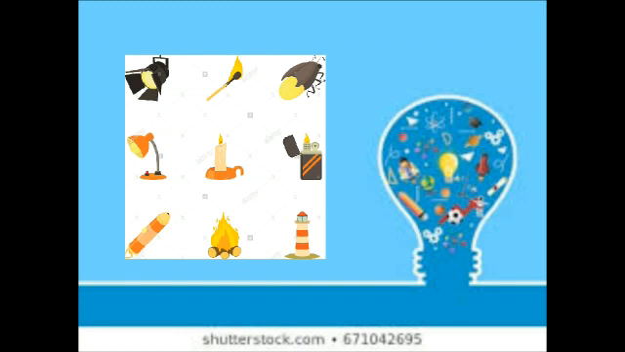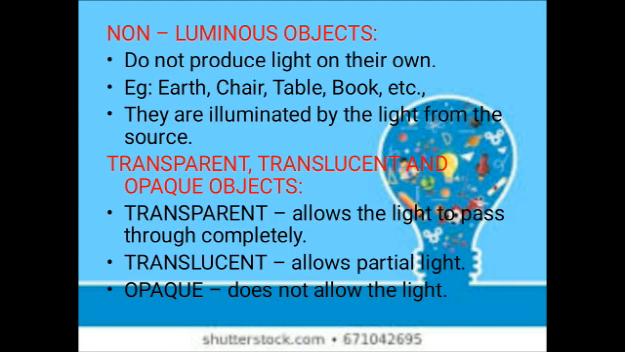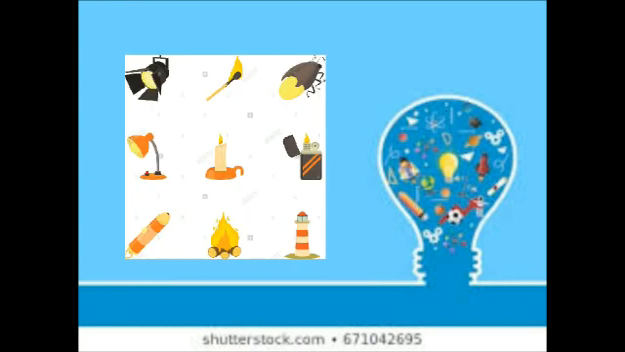Then opaque objects. Opaque objects do not allow light to pass through them. For example, a book, door, a cardboard, etc. When we try to see things on the other side of these objects, we cannot see because they don't allow any little amount of light to pass through them. So these objects are termed opaque objects, right?